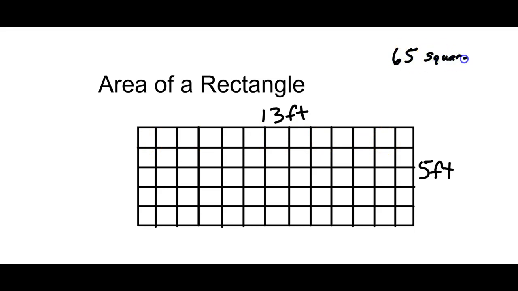So there are 65 squares that fit in here that are 1 foot by 1 foot. That is known as the area, or we say it's 65 square feet. If it were a room and let's say I wanted to put baseboard going around the bottom of it, then I would need the perimeter.